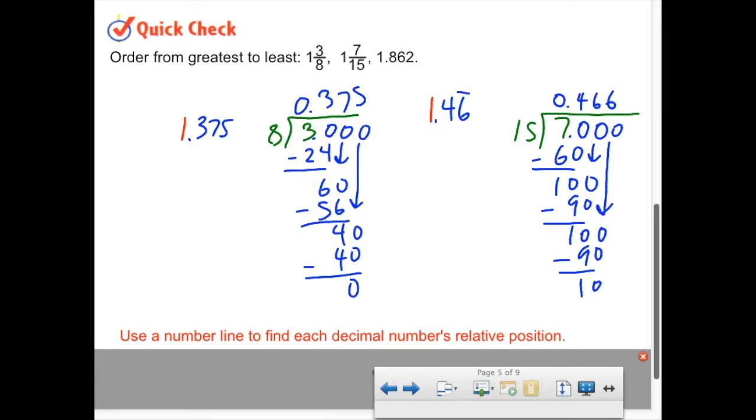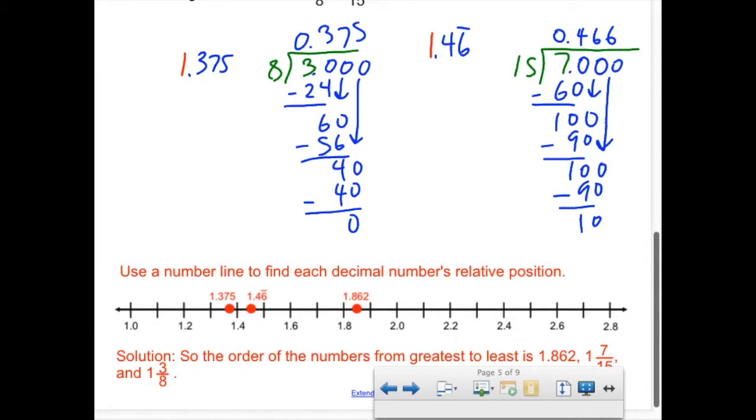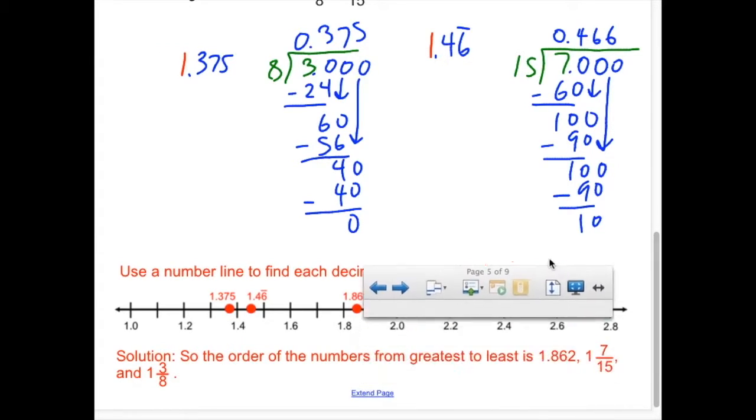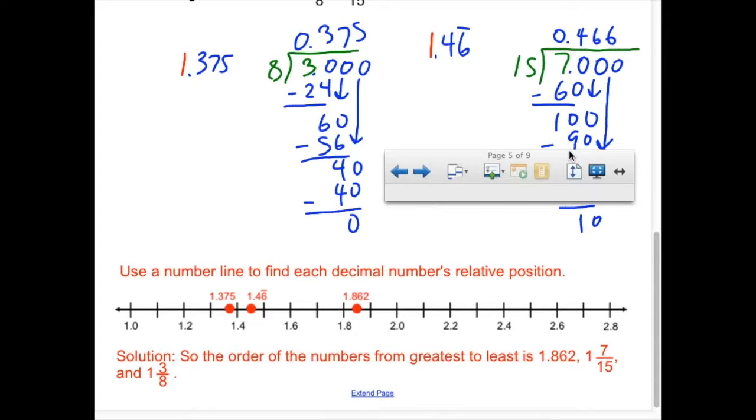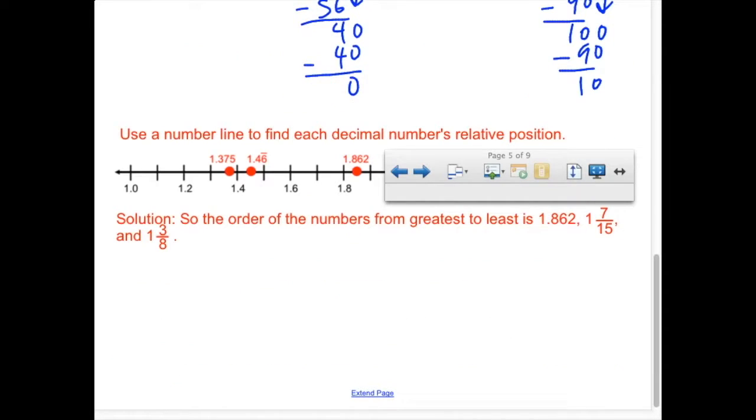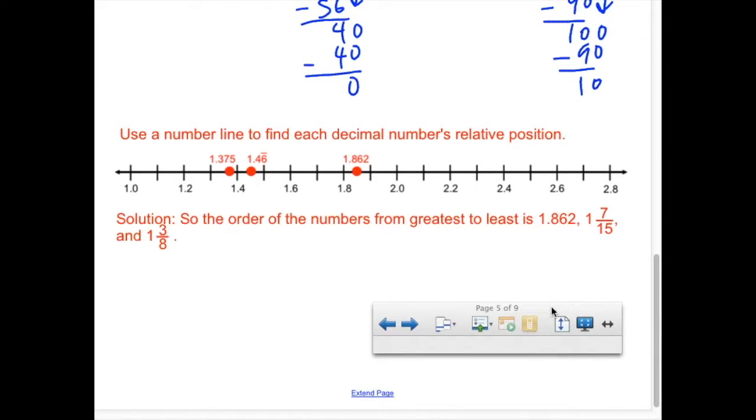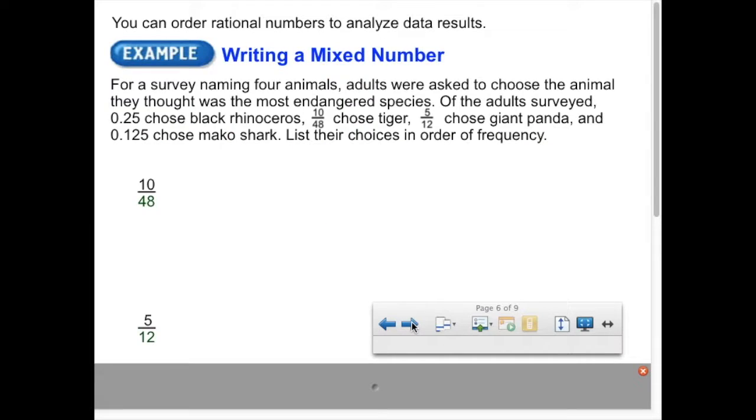Now, if I put this on a number line, just so you see, that's the answer that this group got. Here's the answer: 1 3/375, 1 46/100, 6 repeating. And this is what they gave us, 1 862. That's it on the number line. But that's least to greatest on the number line. They wanted greatest to least, so you have to flip the order backwards. So flipping it backwards, that's your answer. See how you have to read the question? Be careful.